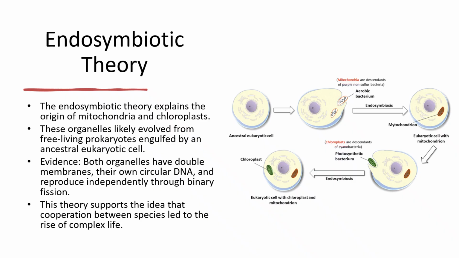The endosymbiotic theory explains the origin of mitochondria and chloroplasts. These organelles are thought to have originated from free living prokaryotes that were engulfed by ancestral eukaryotic cells. Evidence includes their double membranes, circular DNA, and ability to replicate independently.